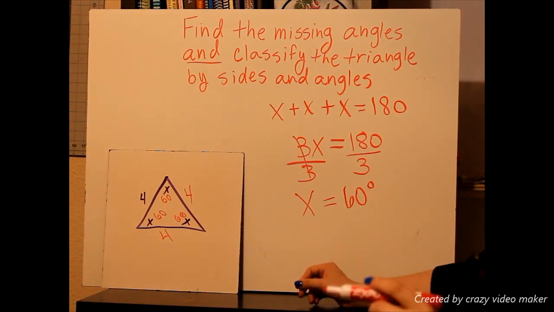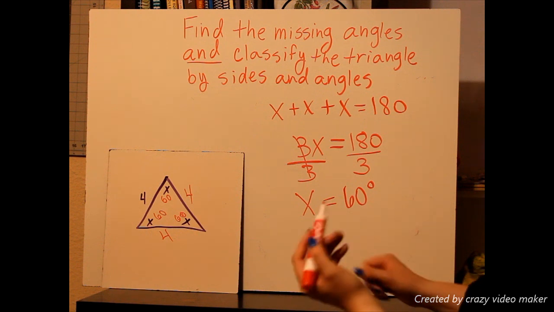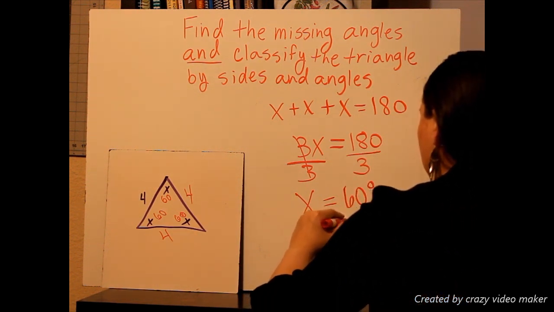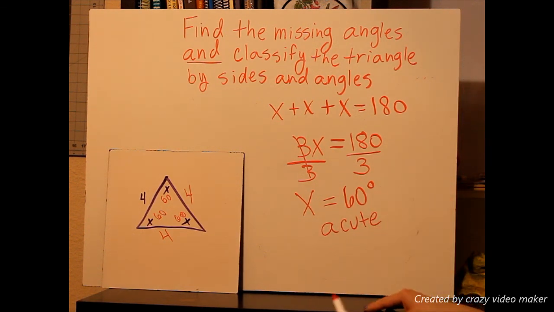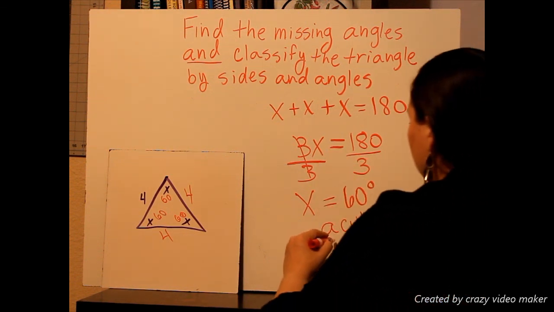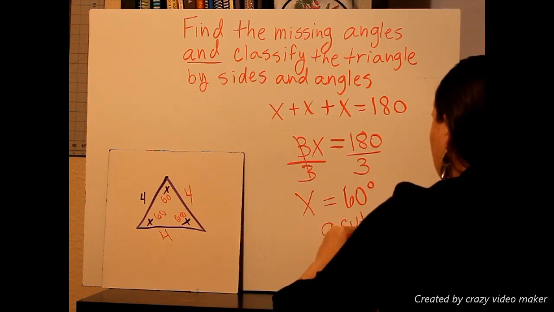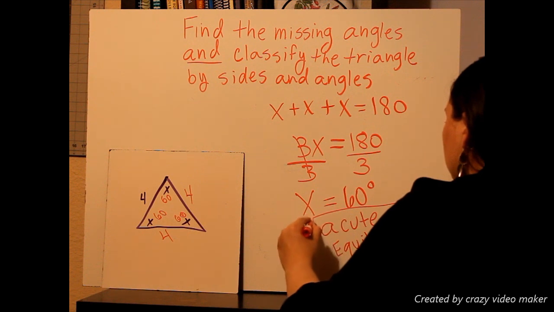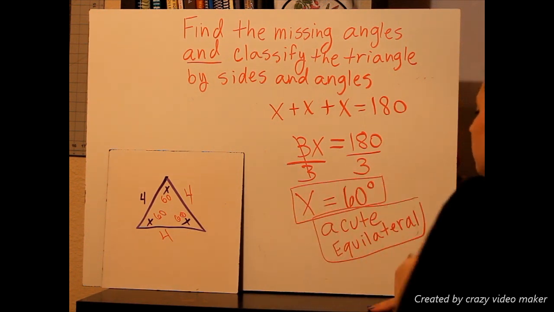Now we will see. All 3 angles are 60. All 3 of them are under 90 degrees. So this is an acute triangle, and since we know that all 3 angles are the same size, that means all the sides are the same size. So it's equilateral. Okay, acute, equilateral, and we found that X was equal to 60.